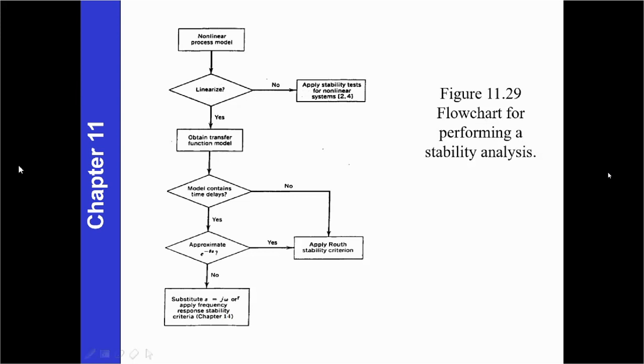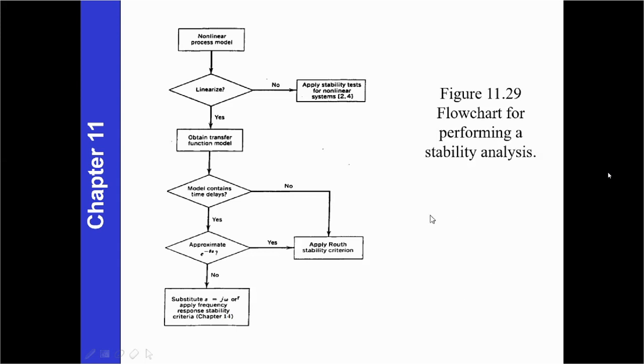From there, we check whether the model contains time delays. If yes, then continue to approximate it. If not, then go on to apply the Routh stability criteria. And if it contains time delays and you can approximate it, you can also go back to the Routh stability criteria. If not, then we can substitute s equal to j omega, or apply the frequency response stability criteria, which is in the next chapter, chapter 14, which we will not cover for this course.